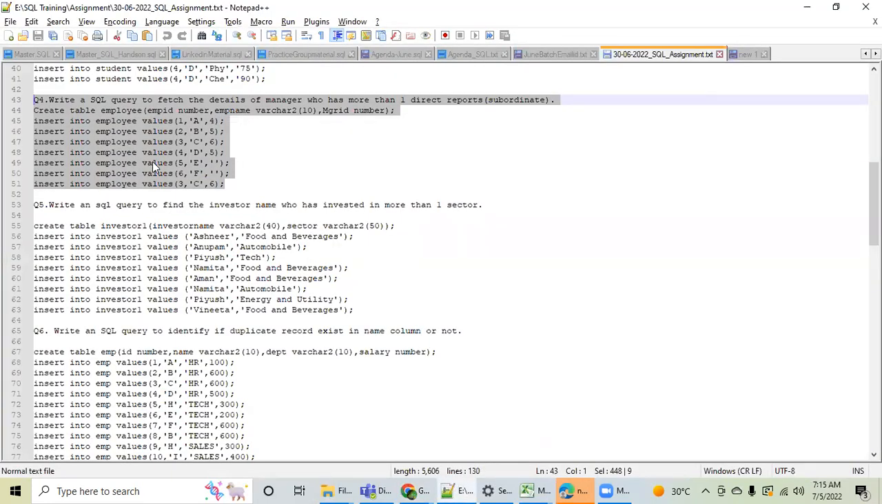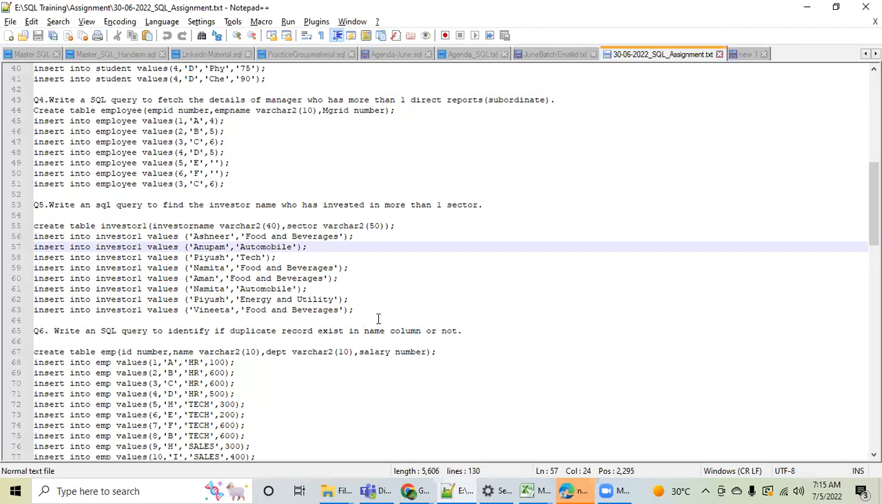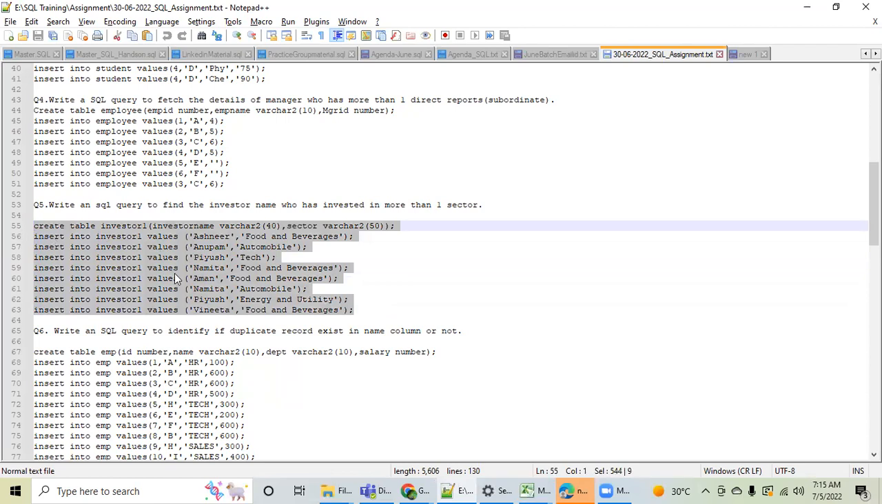What is the next question you told after 4? The fifth one, Tanvir. Again, the same thing. Because you have used count of sector, you have to use count of distinct sector, because here I have mentioned: write a SQL query to find the investor name who has invested in more than one sector. So you have to use count of distinct sector again here. Is that clear? Yes, it's clear.